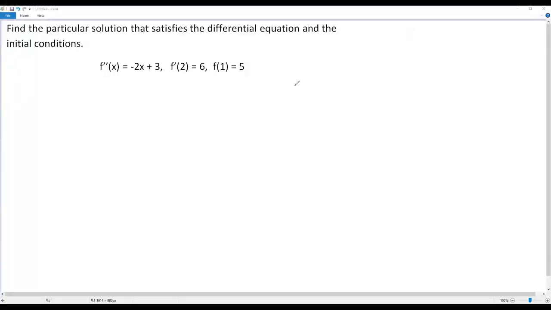Here we have an AP Calculus AB problem. Okay, let's go to the question. Find the particular solution that satisfies the differential equation and the initial conditions.